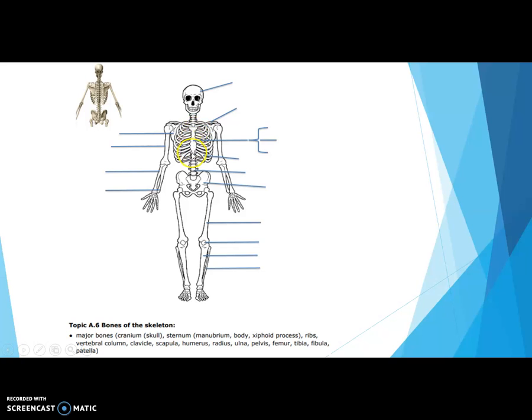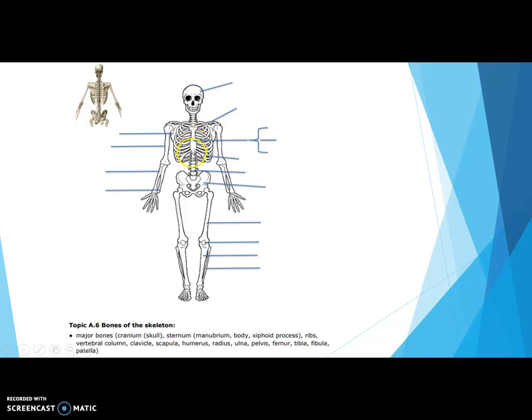This whole bone in the middle of your chest is known as the sternum. Now you need to know the three separate parts of the sternum. This top part here is called the manubrium. Then in the middle you've got the body, and at the very bottom, this little bit that sticks out, is called the xiphoid process. So where I want you to put that is manubrium, body, xiphoid process.